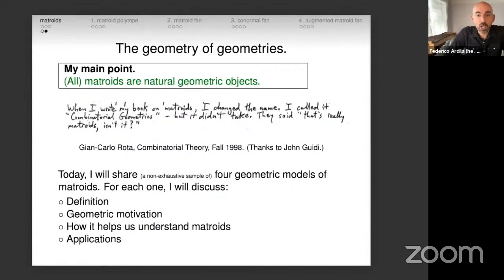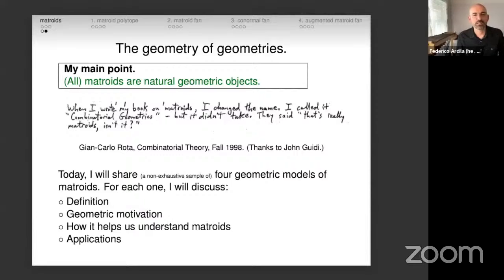So my main point today is that all matroids are natural geometric objects, not just the ones that come from configurations of vectors, but all of them. And I would like to quote Gian-Carlo Rota, who I learned matroid theory from, and he really didn't like the name matroids, and he wanted to call them combinatorial geometries. He said this quote: "When I wrote my book on matroids, I changed the name and I called them combinatorial geometries, but that didn't take. They said, that's really matroids, isn't it?"